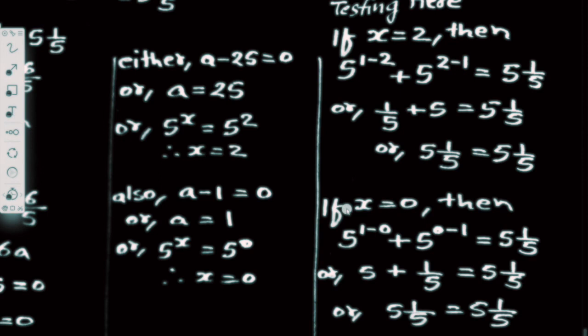Now for the next value, if x equals 0, then putting the value of x in our original equation, it becomes 5 power 1 minus 0 plus 5 power 0 minus 1 equal 5 1 by 5. 5 power 1 is 5 plus 5 power minus 1 is 1 by 5 equal 5 1 by 5. 5 plus 1 by 5 is 5 1 by 5, equal 5 1 by 5. In this way, both sides are the same. It means both values, x equal 0 and x equal 2, satisfy our original equation. Both are our answer, and we get the proper solution of our exponential equation.